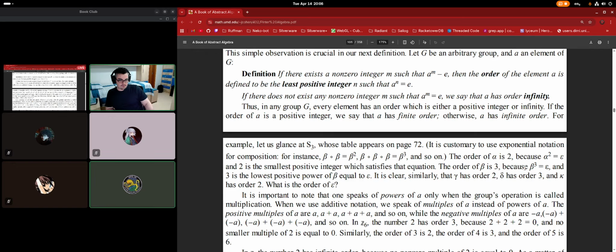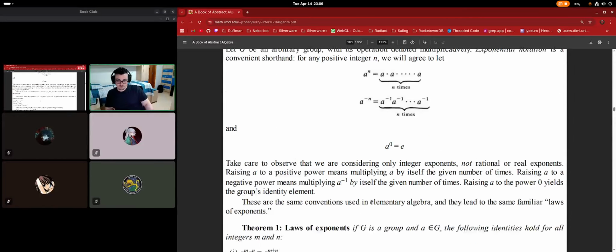The order of beta is 3. Wait, I think that's eta though, which isn't the identity element, but the smallest element, right? No, because that's not the identity. I could be misreading. I think this is definitely identity, but we can go to the page.